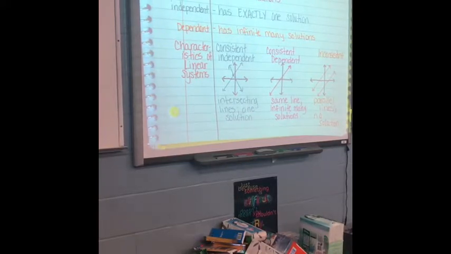Any questions about the characteristics in those vocabulary terms? All right. Moving on to our steps to substitution.